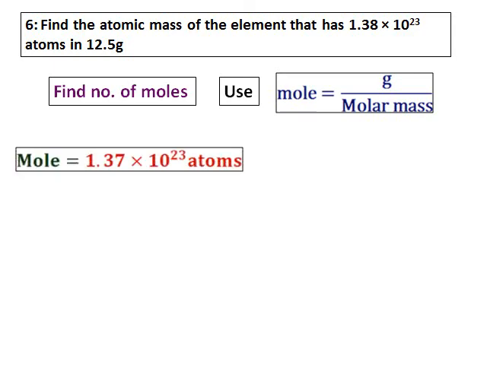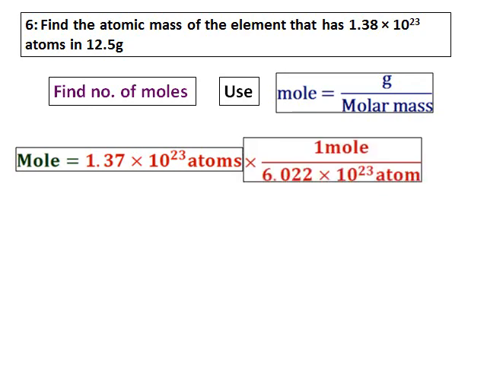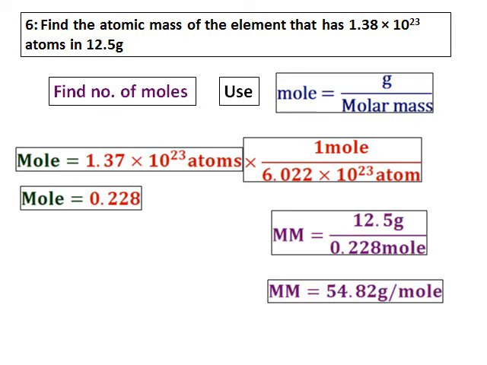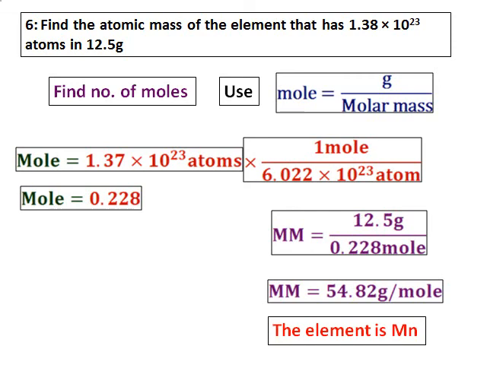So when you calculate the moles, I will use the number of atoms given, and you know that in 1 mole I have Avogadro number of atoms. So divide by the Avogadro number to get the number of moles. Then once we get the moles, use the formula mole equals gram over molar mass, and I get the molar mass as 54.82 grams per mole. Since this is an element, this is the atomic mass, and when you look at the periodic table, I realize that this element is manganese.